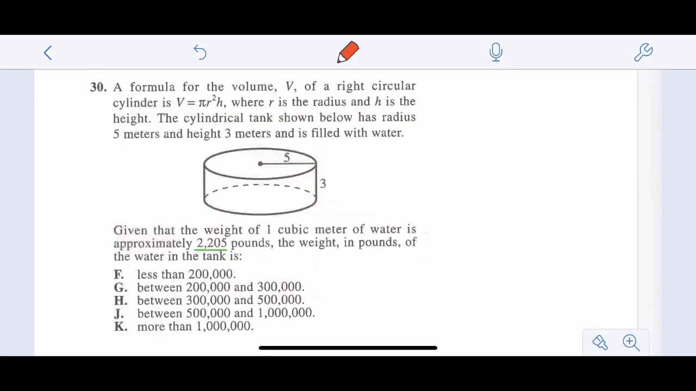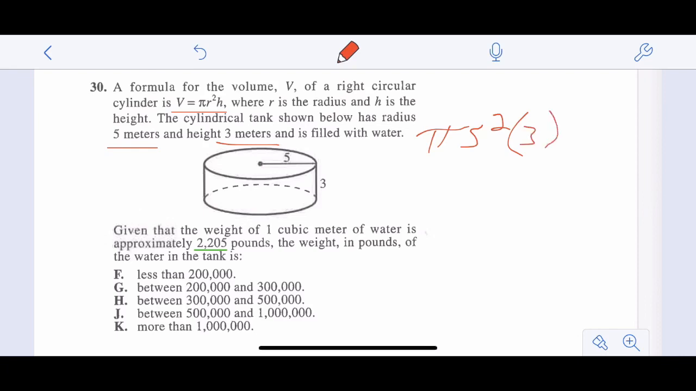A formula for the volume of a right circular cylinder is volume equals pi r squared times height. Sometimes they give you the formula, sometimes they don't. If you just think of it as circles stacked on top of each other, lots of circles, pi r squared is the formula, and height is what you'll get for cylinders, then that makes it pretty easy. So on this one, we have a radius of 5, so pi 5 squared times height, which is 3 meters, and just multiply that together.